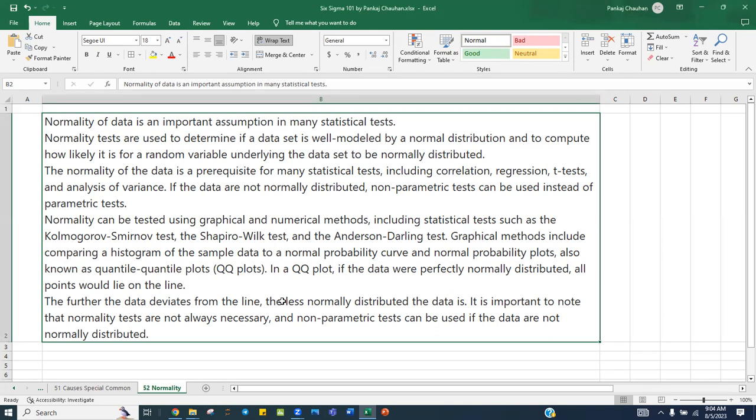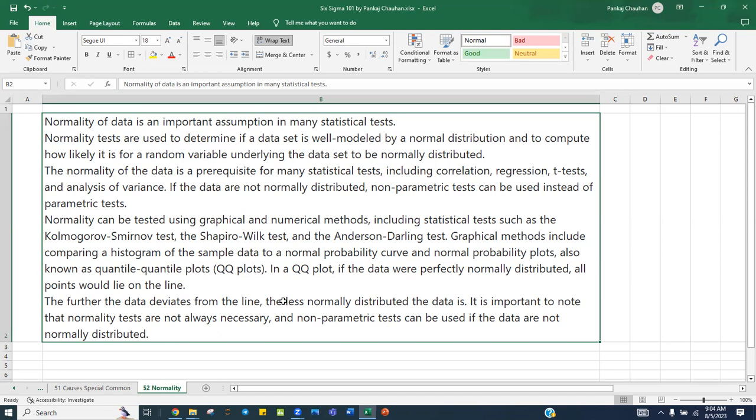Normality tests are used to determine if a data set is well modeled by a normal distribution, and to compute how likely it is for a random variable underlying a data set to be normally distributed or not. As I was saying, it's a prerequisite for many statistical tests like correlation, regression, t-test, analysis of variance, and many others. If the data is normally distributed, then we go with the parametric test, and we use the non-parametric test in case the data is not normally distributed.